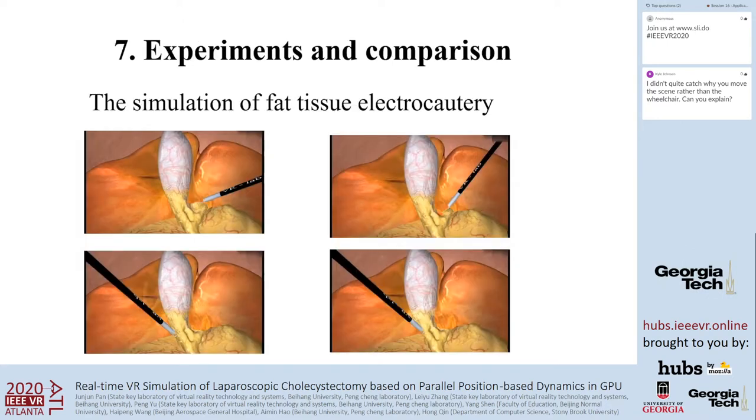Now let's see the experiments and comparison. These are four simulation videos of fat tissue electrocautery.